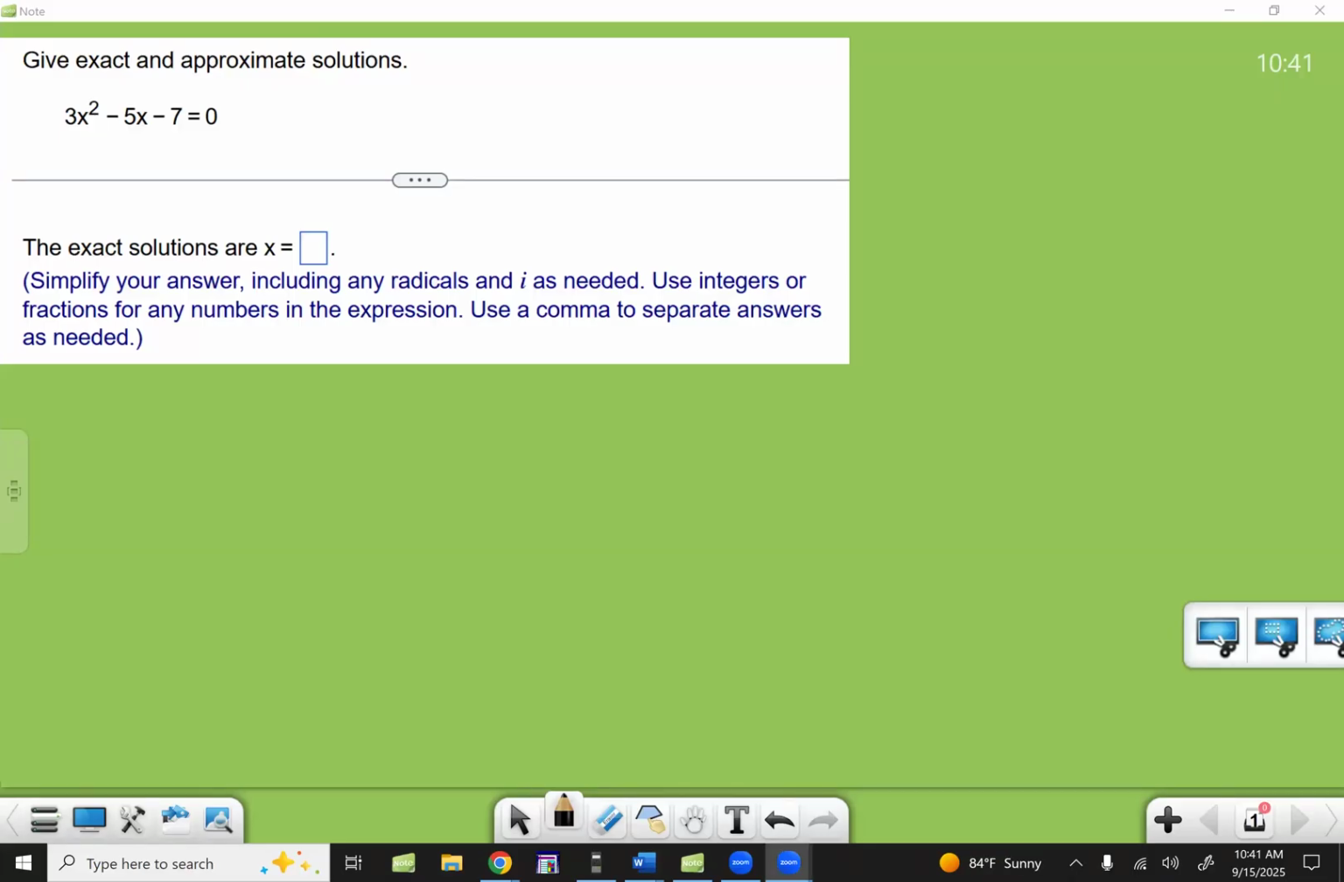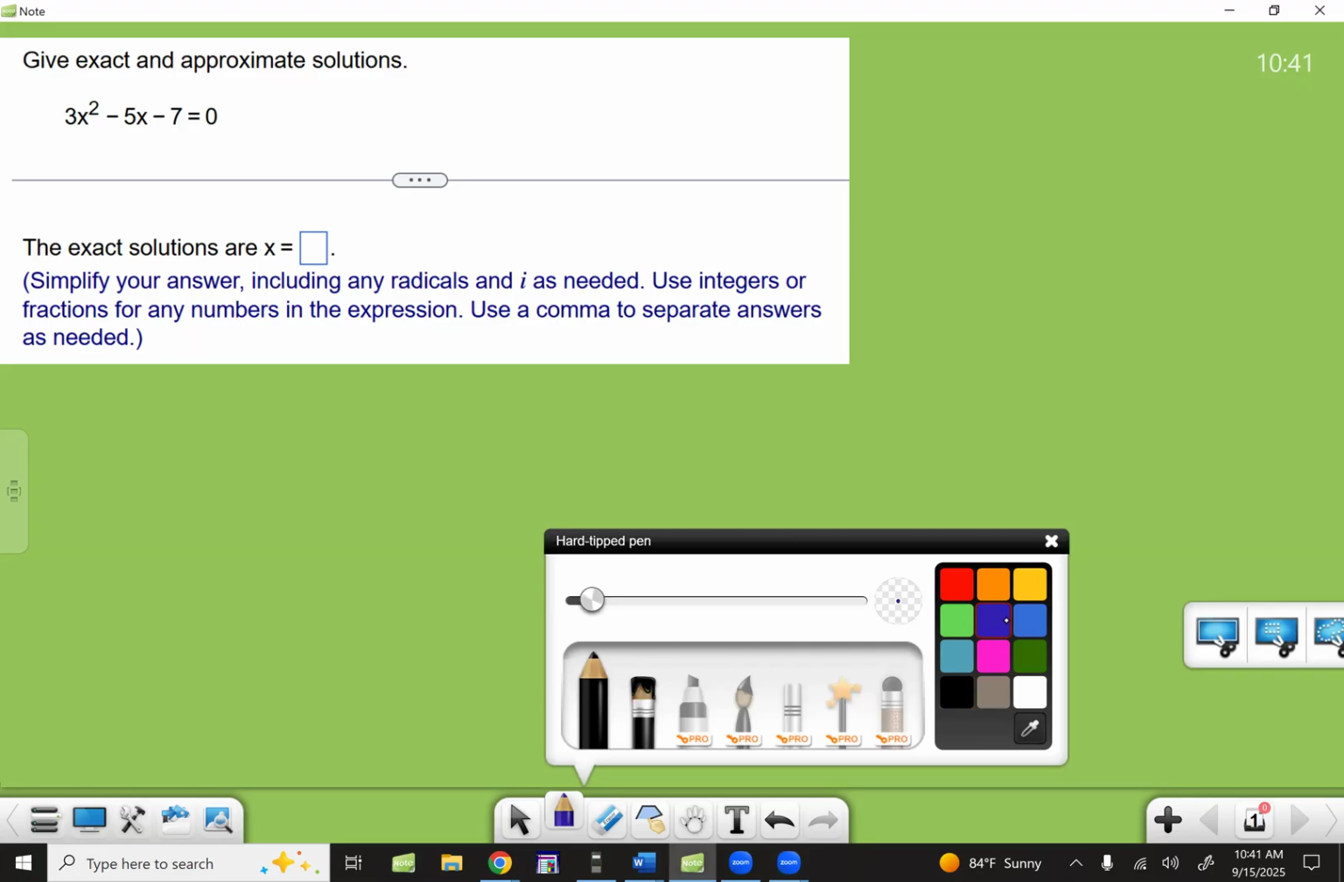All right, let's take a look at number 11 from the chapter 3 test review. It says to give exact and approximate solutions. That's different from the previous two, so we're actually going to have to get the decimal from our calculator. Let's go ahead and use the quadratic formula for this one.